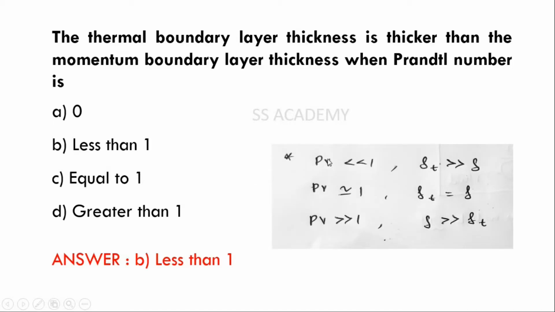So the Prandtl number value is less than 1. It means thermal boundary layer thickness is larger than the hydrodynamic boundary layer. If Prandtl number is equal to 1, it means thermal boundary layer and momentum boundary layer are the same. And Prandtl number greater than 1 means momentum boundary layer thickness is greater than the thermal boundary layer thickness. So for the given question, thermal boundary layer thickness is very high, which means it falls under the first condition. That's why the Prandtl number is less than 1.